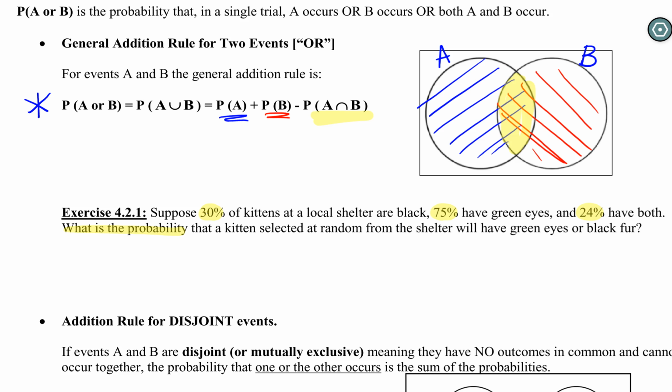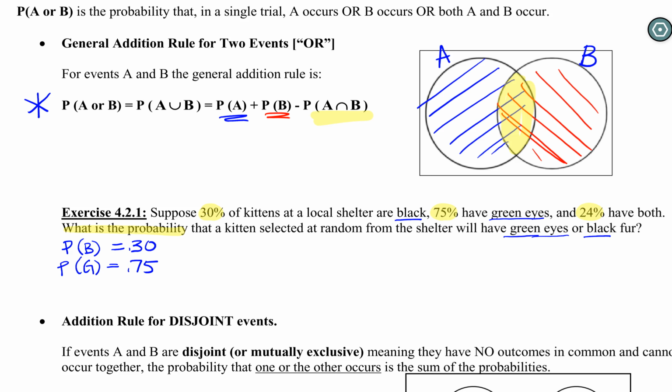So our events are the first thing we have to decide. And it looks like we have the idea that kittens could be black, they could have green eyes, and then we have green eyes again and black again. So those are our two events. And normally we're only dealing with two events. So as we read through the 30%, the only thing in this section is about the kittens being black, nothing about the color of their eyes. So the probability a kitten is black is just 30%, nothing about green eyes. As we continue on, 75% have green eyes, nothing about having black fur. So the probability of green eyes is equal to 0.75.